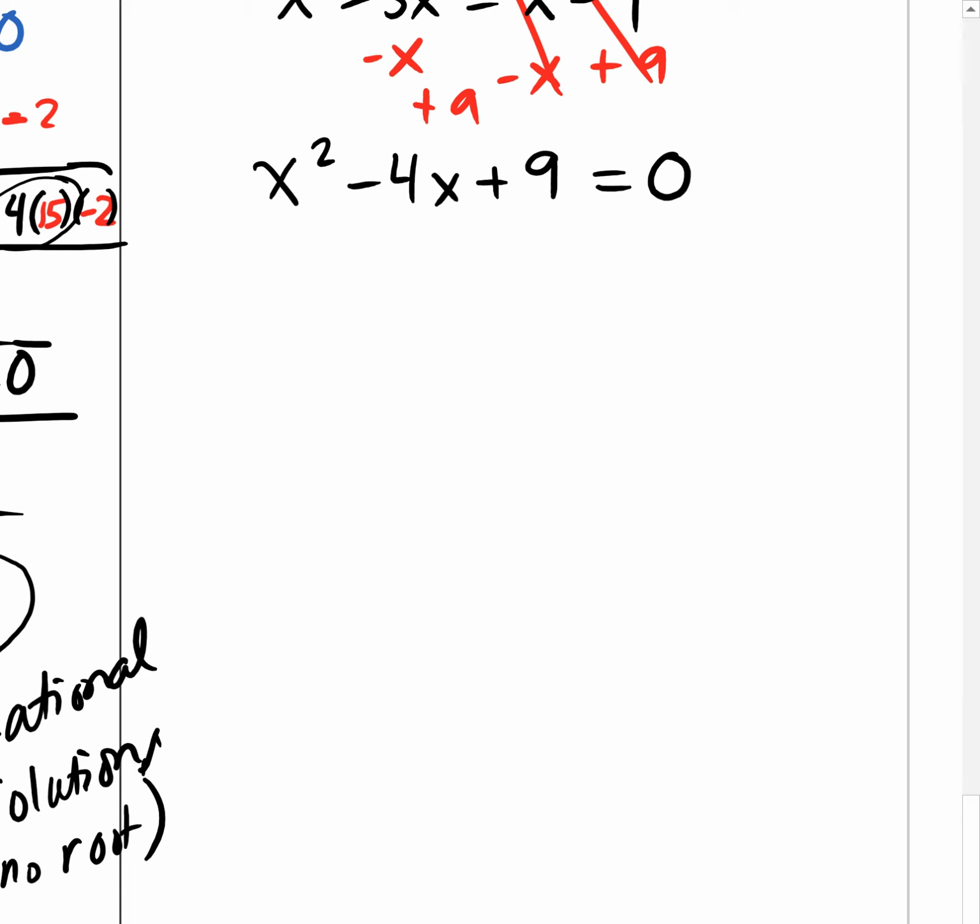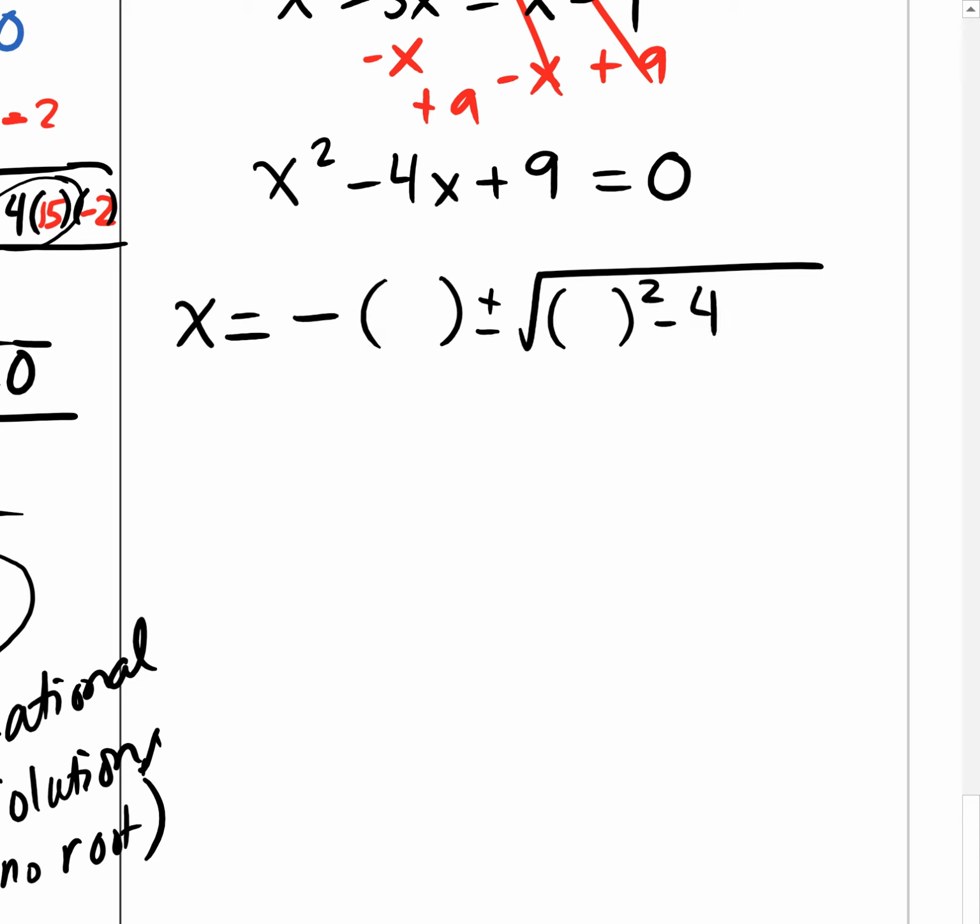Now I think we're ready to plug it into the quadratic formula. I'm just going to write it again. If you want to look at it, you can, but it's negative b plus or minus the square root of b squared minus 4 times a times c, over 2 times a. Let me identify what a, b, and c are.